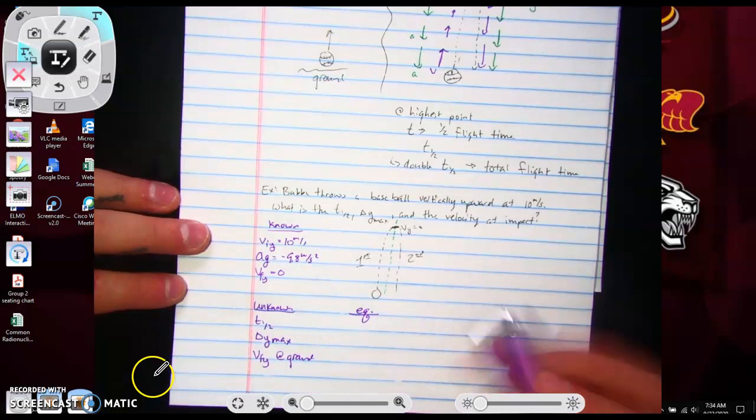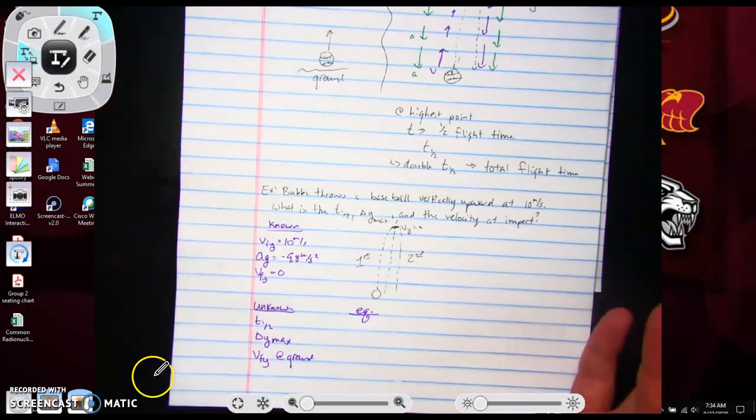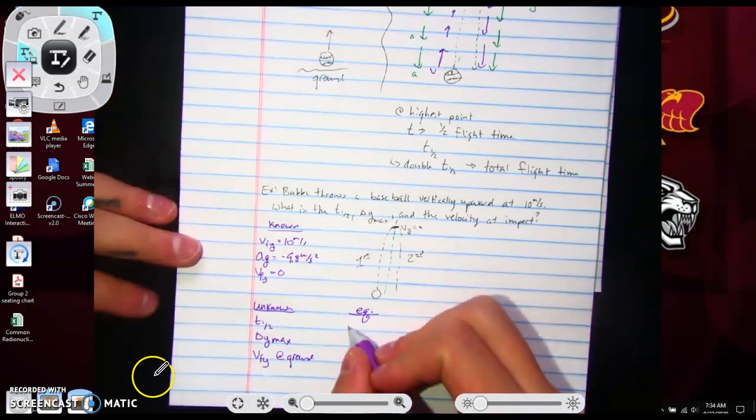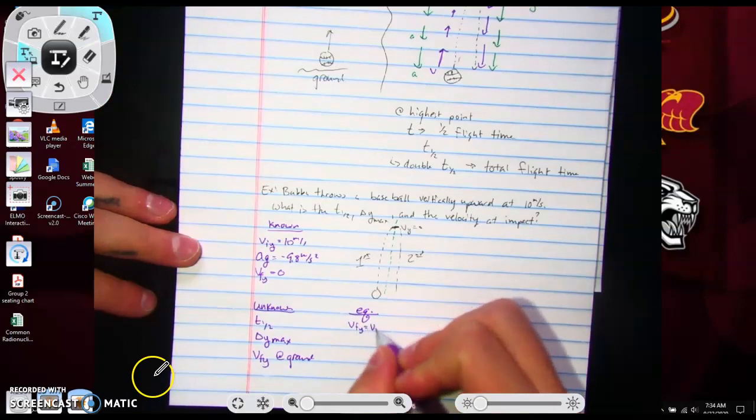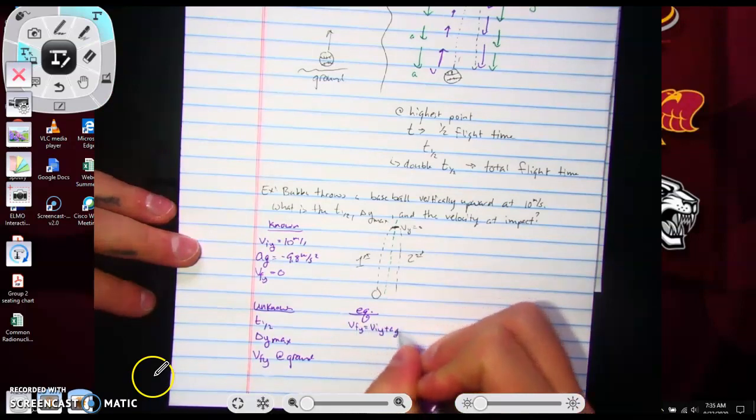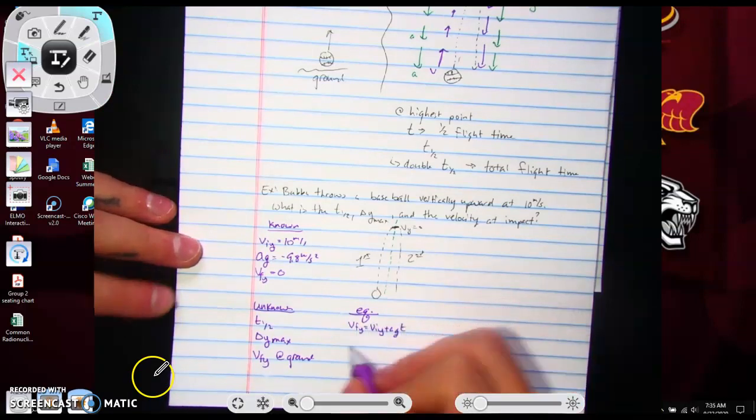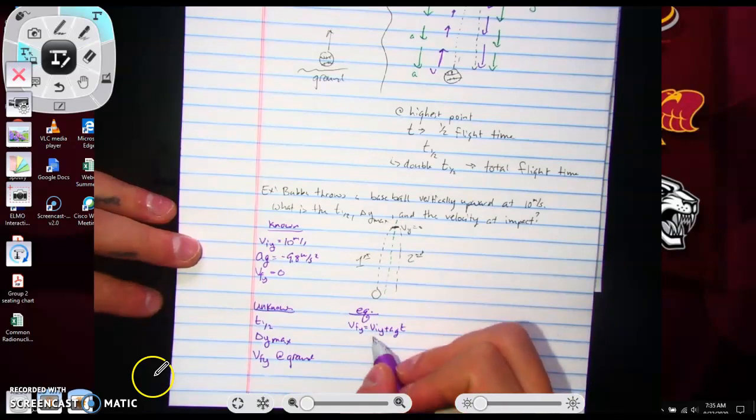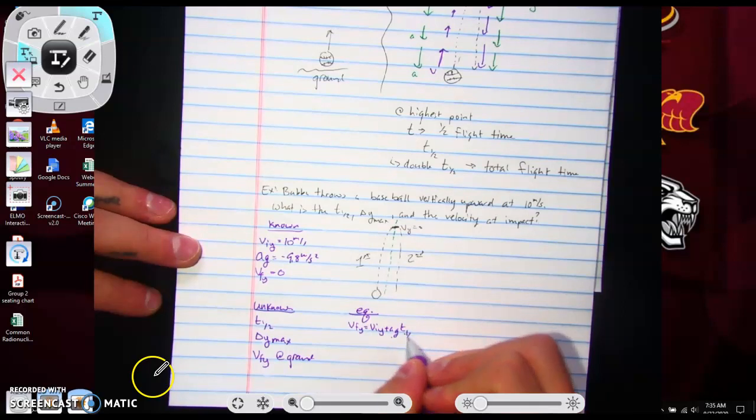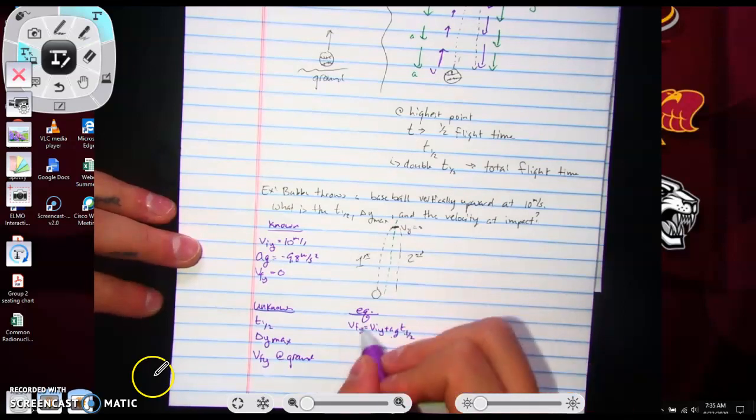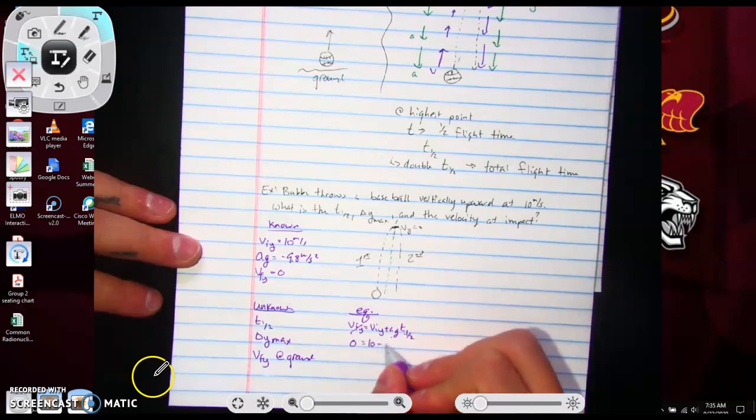Looking at my equations, this would be a good time for you to pause and look at them yourself. We end up with v final y equals v initial y plus a_g t. Why does this one work? Final velocity is 0, initial velocity is 10, acceleration due to gravity is negative 9.8, has time, and like I said, this is T1 half. So cancel that out. 0 is equal to 10 minus 9.8 T1 half.